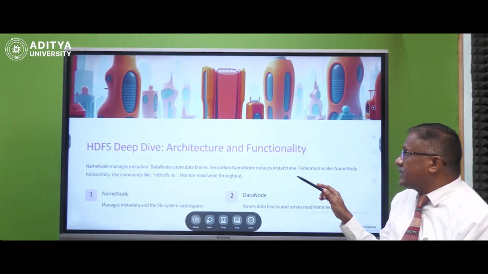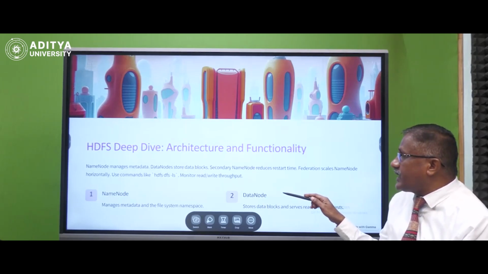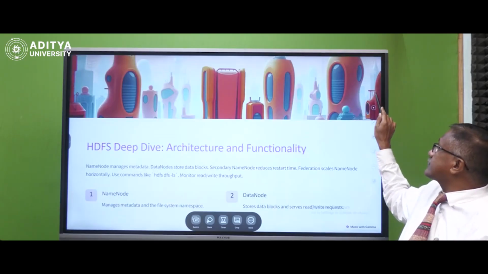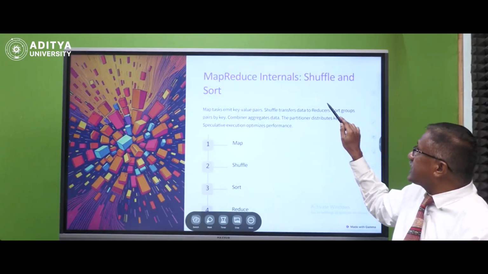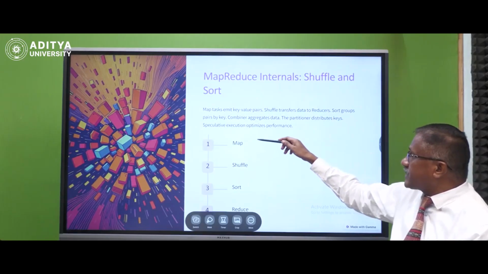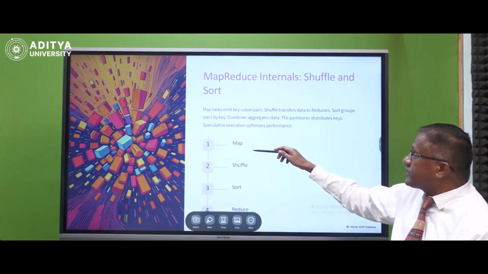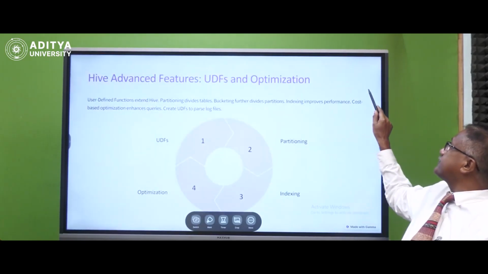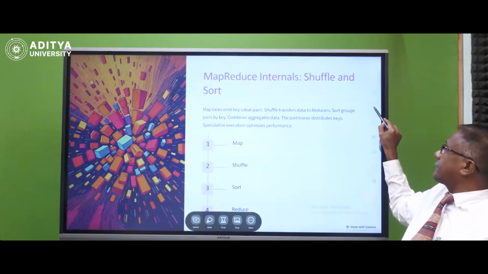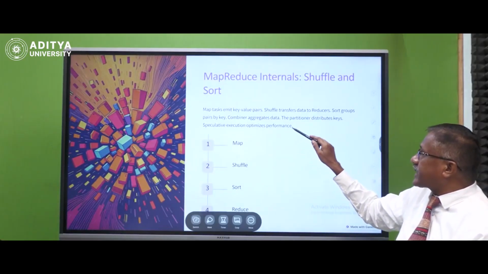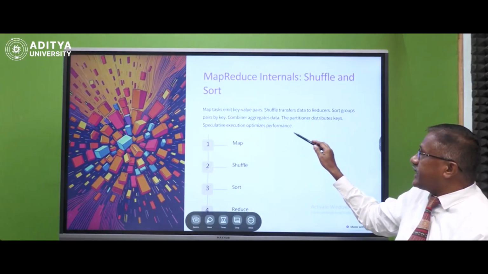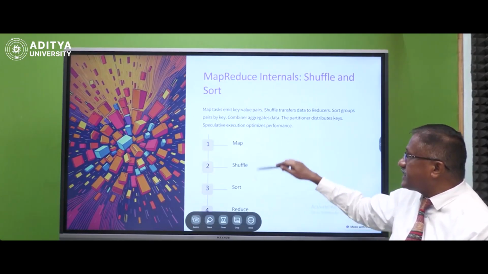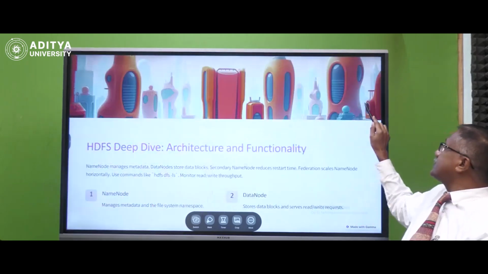Another one is the deep dive. The architecture includes the name node and data node. Already we have discussed this deep dive. Next, the MapReduce internals: how shuffle and sort work. It starts with the map task, producing key value pairs. Then it reduces the values. Shuffle combines and aggregates data, partitions and distributes the keys. Speculative execution optimizes the performance. That means map, shuffle, sort, reduce.